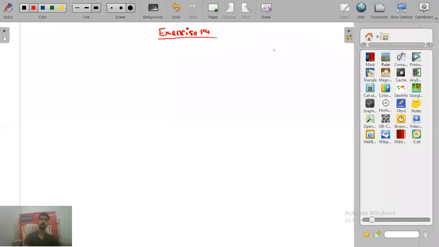So hello students, we have already discussed up to exercise 1.3. Today we are going to discuss from exercise 1.4, and your first topic is on page number 15 of your NCERT class book. See page number 15. Your topic is representing real numbers on the number line.